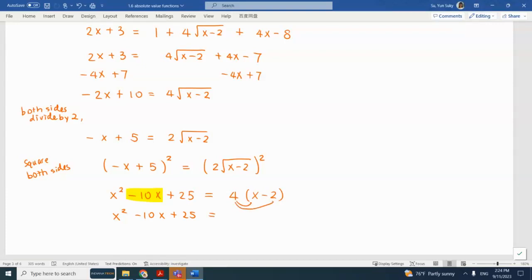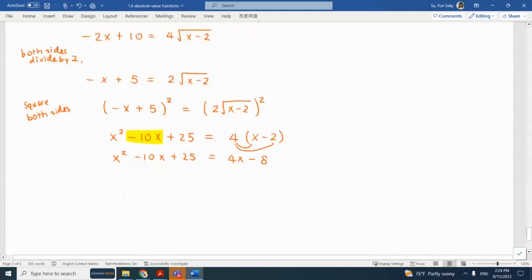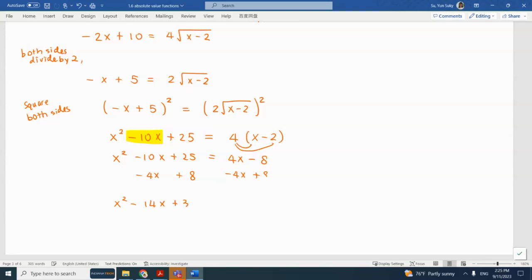When you distribute, what do you get? Yes. All right. What do we do now? Yes. Good. Subtract 4x. And it's 8. Okay, what do you get on the left-hand side? Very good. Yes, everybody? Can we factor this? Yes. Okay. Very good. How nice.